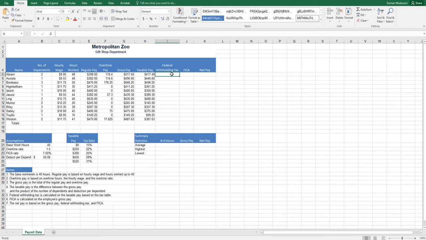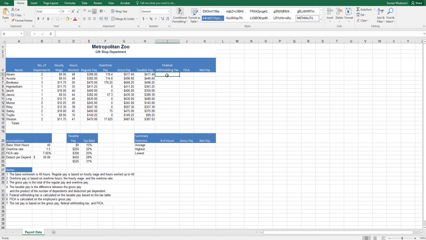So I'm going to go ahead and click in the I5 cell as indicated in step 4 of the Metropolitan Zoo gift shop assignment in your grader projects for chapter 2. Identify and calculate the federal withholding tax. Use the tax rates from the range D21 to E25. The VLOOKUP function returns the applicable tax rate, which you must then multiply by the taxable rate.